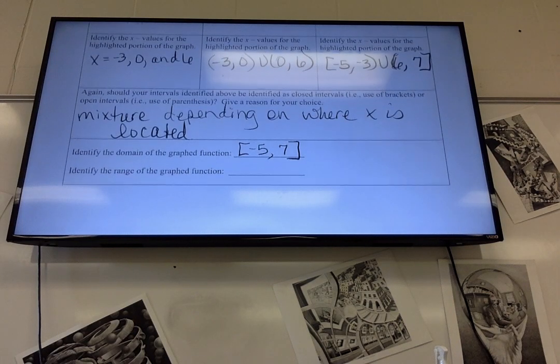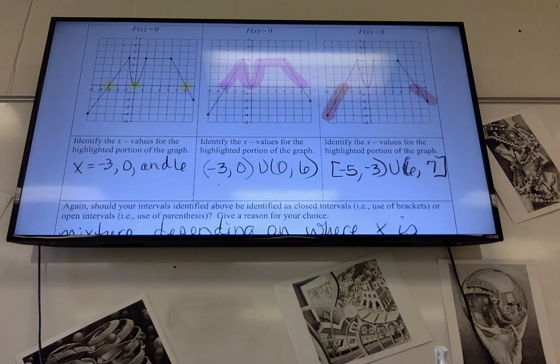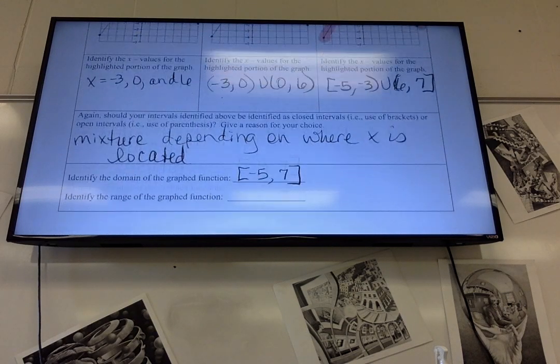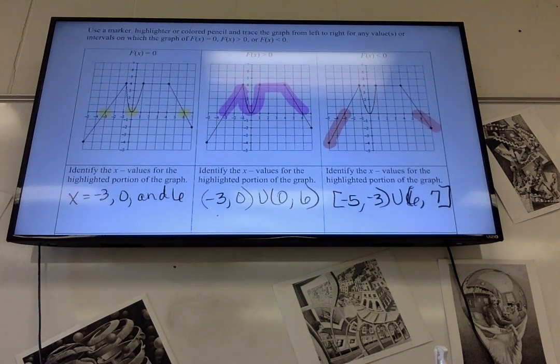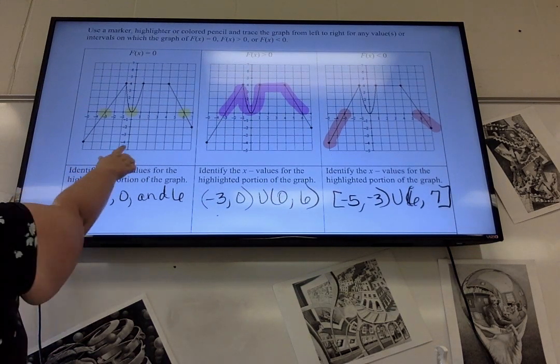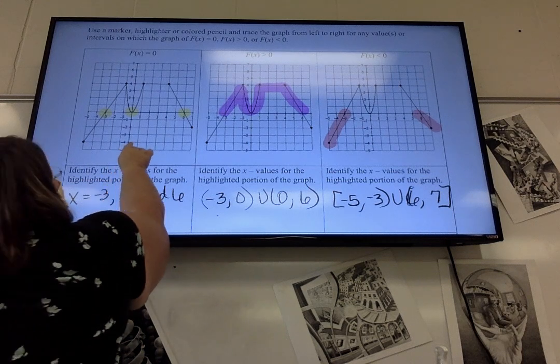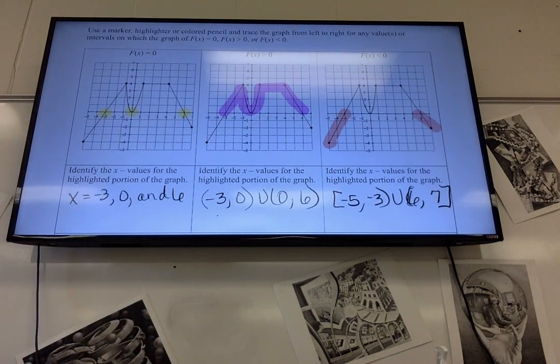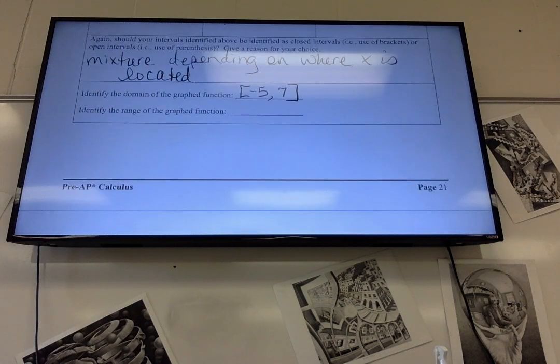Okay. Identify the range then. What would that be, Justin? So it goes from here to up there, and you're right. -4 to 4 doesn't include those points. Yes. And you always go from least to greatest.